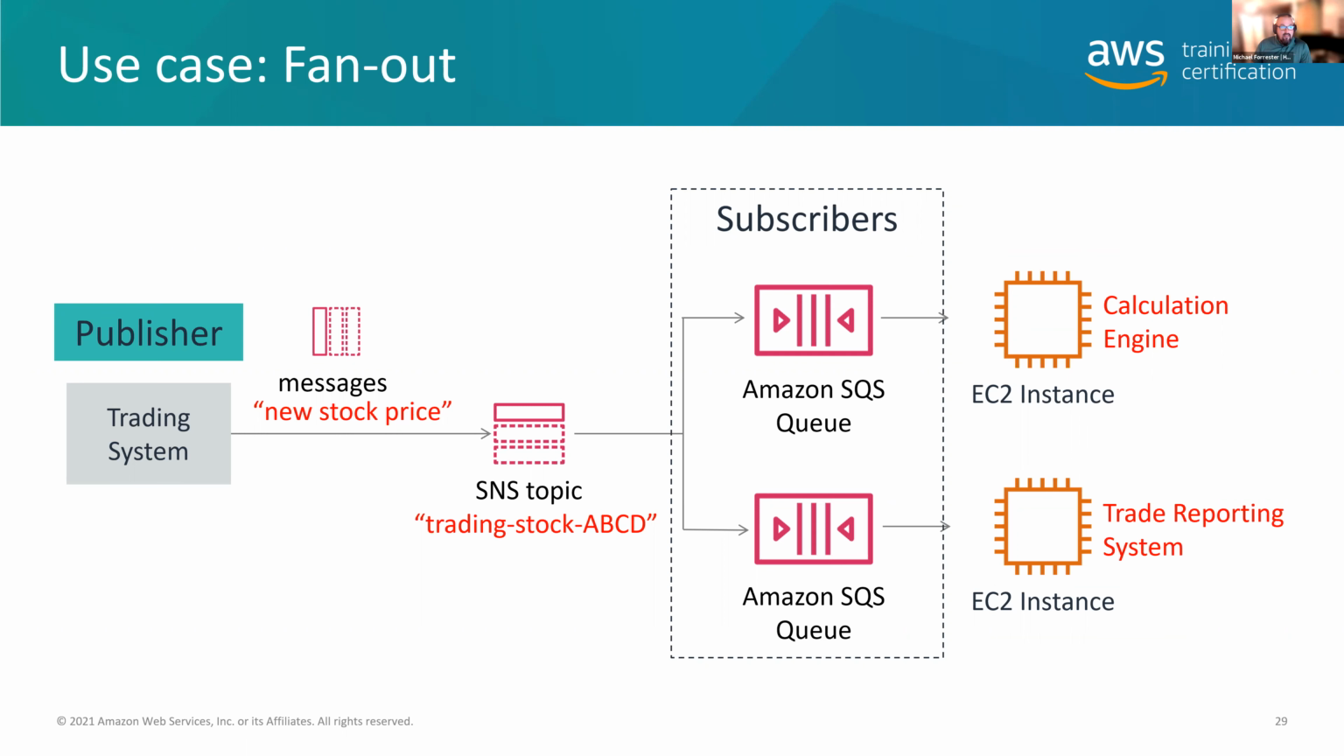Now, here's a fan out option where someone publishes a new stock price, and this could hit multiple queues that might have different kinds of processing options in response to this price, like a calculation engine or a trade reporting system. And what ends up happening is that these queues are actually watched by different sets of EC2 virtual machines, which have very different functions, right?